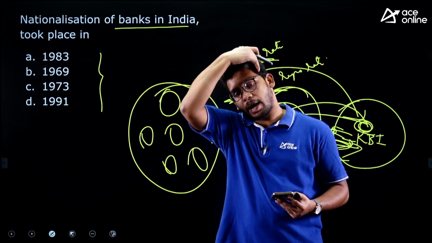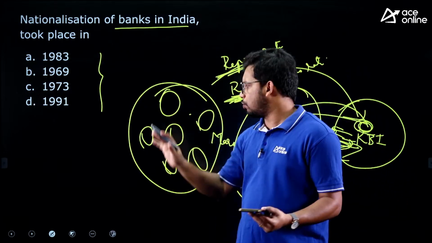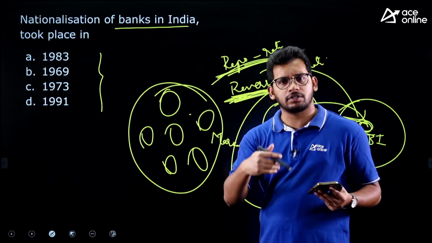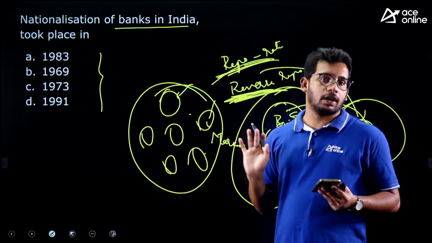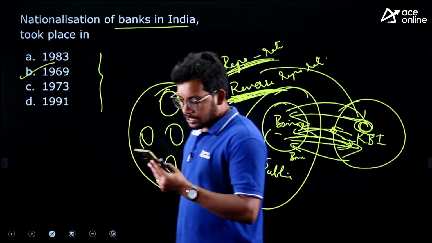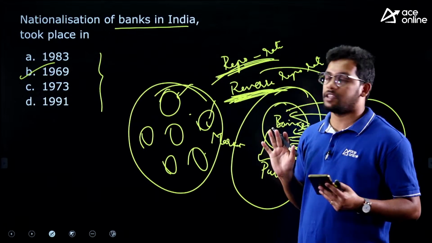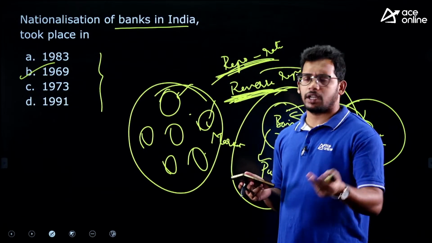They passed an act, the Banking Nationalization Act, and said that all the banks that you are holding will become part of the government. We will pay money, of course. We will give the market value to all of you, but all the banks will now be under the hands of the government. It was done in 1969 during the prime ministership of Mrs. Indira Gandhi. This is also an important fact. Which prime minister did that? Something like that they may ask.